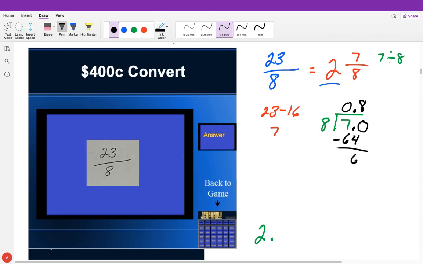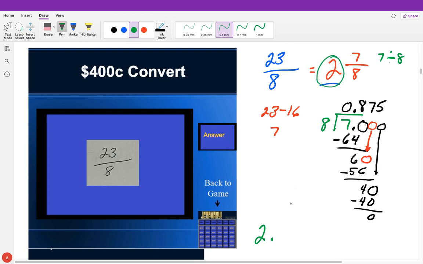And then I'm going to go ahead and add another 0 because there's an infinite number of zeros there and bring that down. And I'm going to ask myself, okay, now how many times does 8 go into 60? And it goes into it 7 times. And 7 times 8 is 56. So when we subtract, we get 4. And now I'm going to add that 0 again and bring it down. And now how many times does 8 go into 40? And this goes into it 5 times with no remainder. So that means that my answer for 7 over 8 is 0.875. But since we rewrote it as a mixed number, I know it's 2.875. And that will be our final answer.